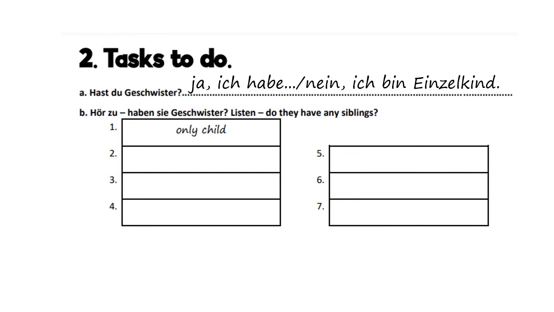Nummer 5, ich bin Einzelkind. And again, ich bin Einzelkind. Nummer 6, ich habe einen Halbbruder und 2 Schwestern. And again, ich habe einen Halbbruder und 2 Schwestern.